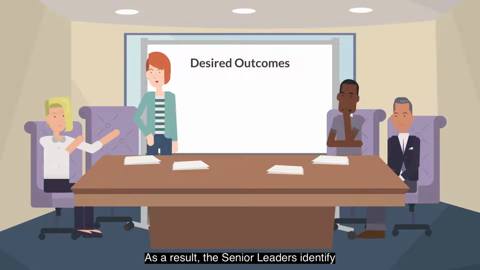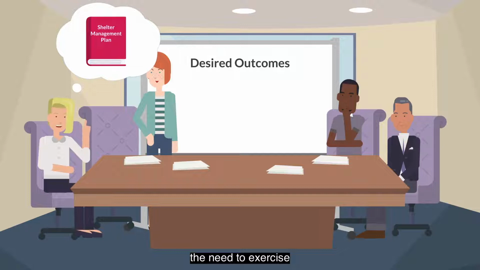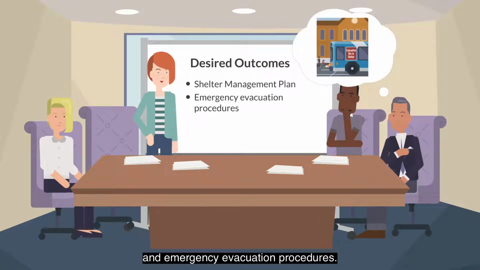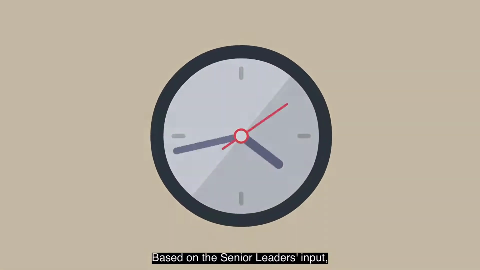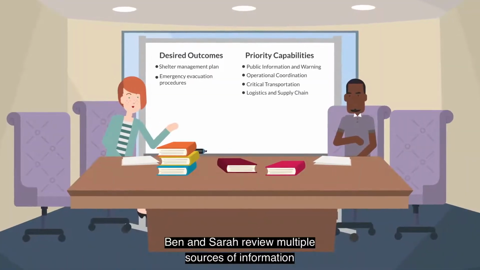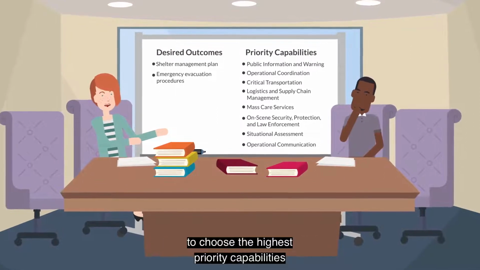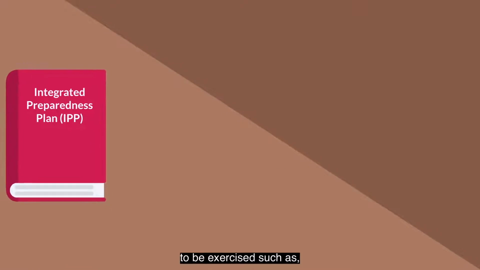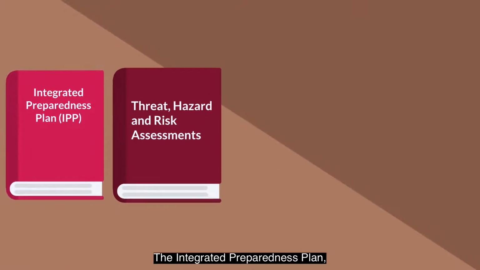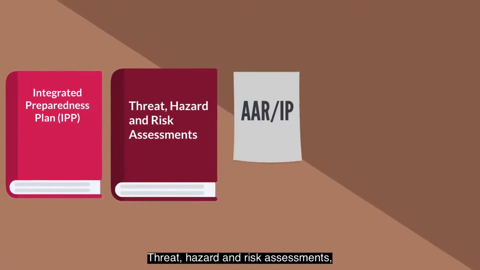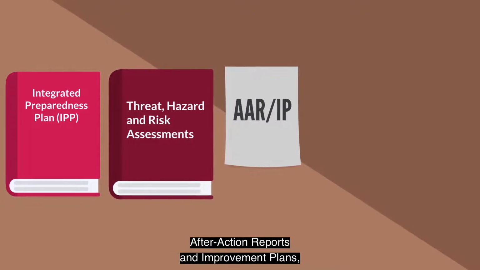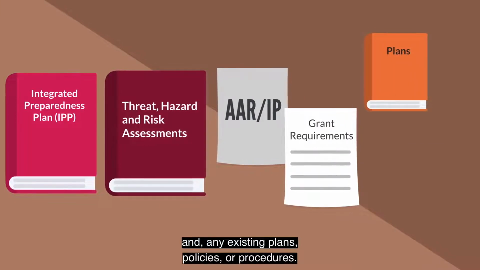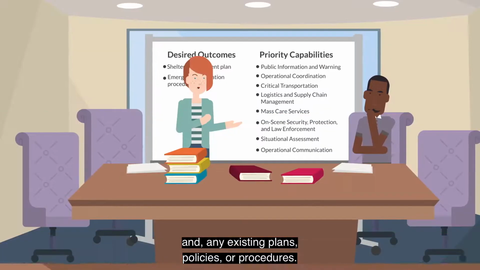As a result, the senior leaders identify the need to exercise their community's new shelter management plan and emergency evacuation procedures. Based on the senior leaders' input, Ben and Sarah review multiple sources of information to choose the highest priority capabilities to be exercised, such as the Integrated Preparedness Plan, threat, hazard, and risk assessments, after-action reports and improvement plans, external requirements, and any existing plans, policies, or procedures.